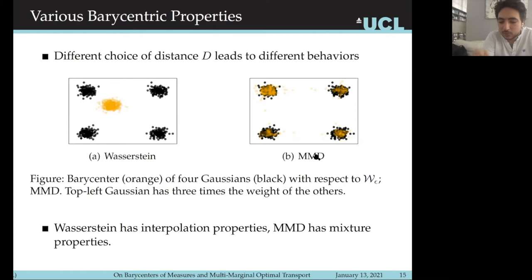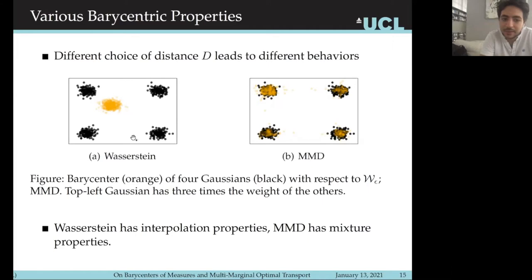By contrast, the MMD has what we call mixture behavior. So the barycenter is going to put mass on all of the four measures, but is going to put more mass on measures that have a higher weight. And that's the averaging behavior of MMD. And I'm not going to go into the details, but the Sinkhorn divergence, the debiased entropic approximation of Wasserstein, interpolates between these two behaviors.